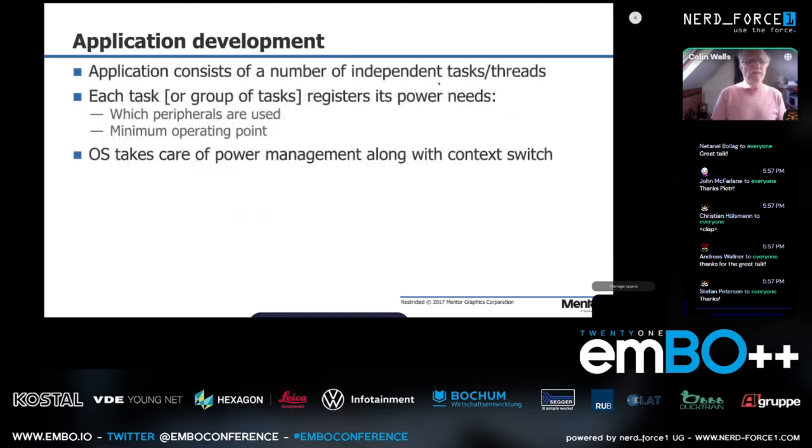Now, if you want to think about how this really works, you can think in terms of the application consists of a number of independent tasks or threads, much the same thing. Each task or group of tasks will register its power needs. This sort of corresponds to the use cases. And so this will be which peripherals it needs and how much power it needs, what kind of performance to do its job. And the OS will take care of that power management with the context switch. So the application code itself does not really need to think about it too much. The OS controls how the tasks are run, and therefore, at the same time, will make sure they're receiving the resources that they need.